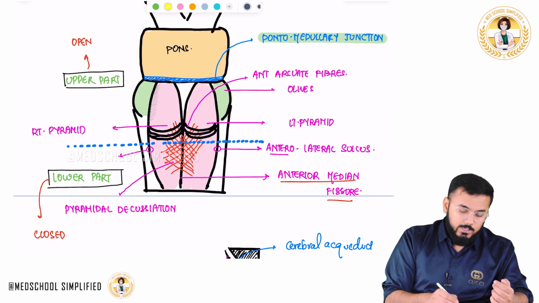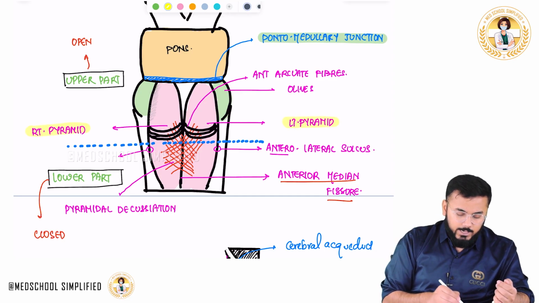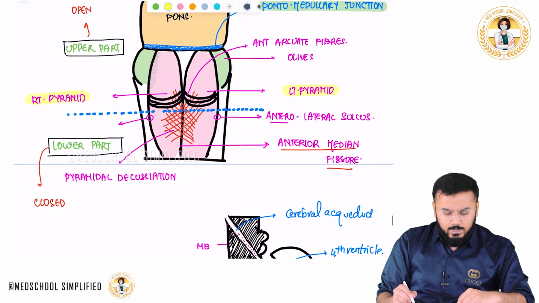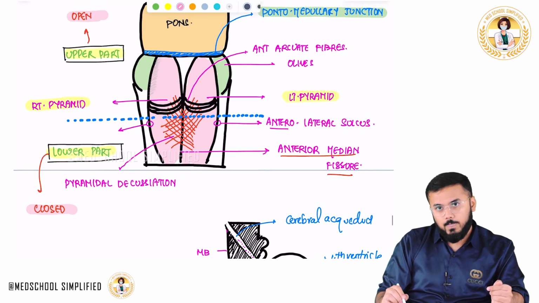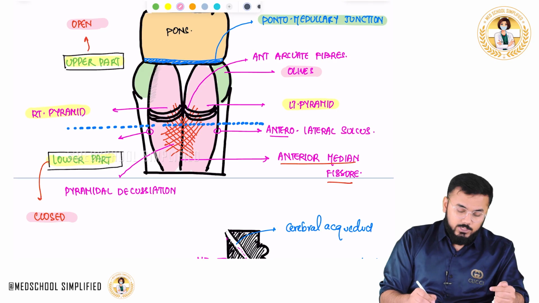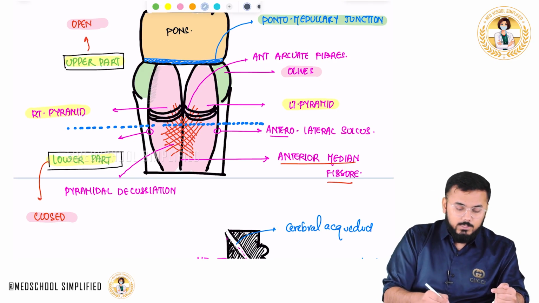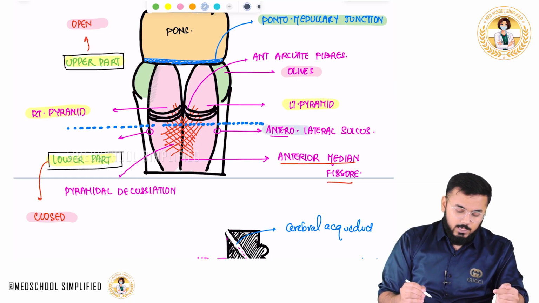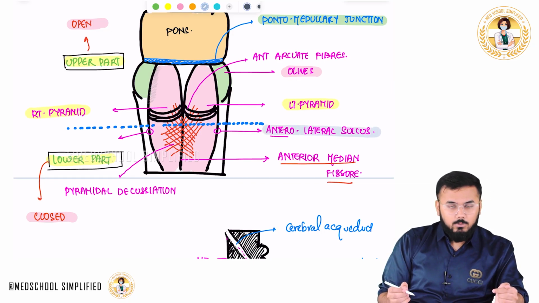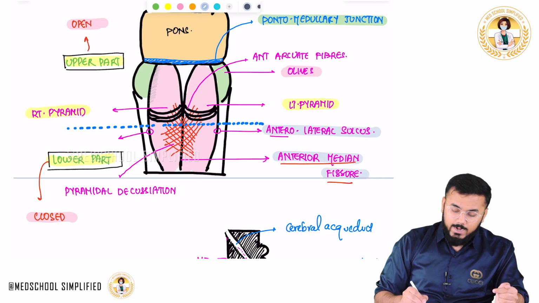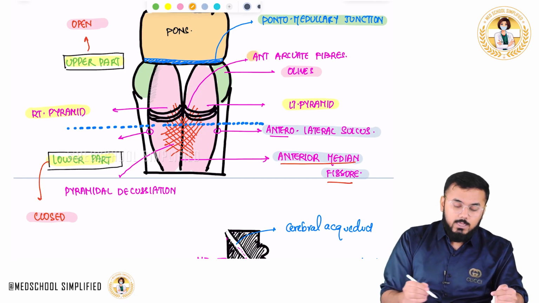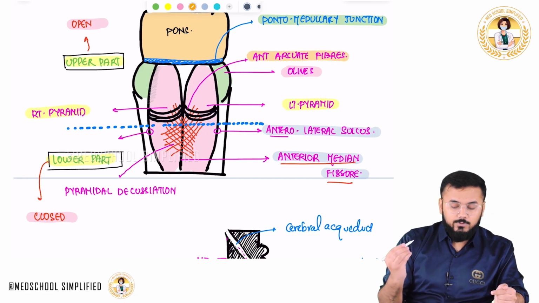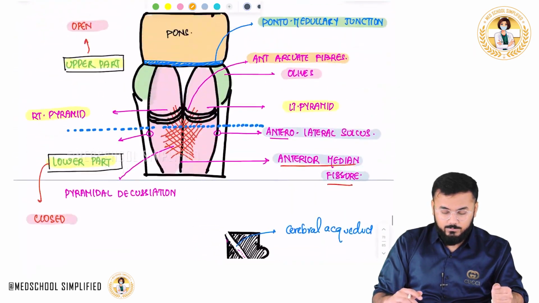The next important thing is these two structures: one is called the right pyramid, another one is called the left pyramid. Now if I divide imaginarily into two parts, we have the upper part and the lower part. The upper part is called open, the lower part is called closed, right? What are these structures over here? These are called olives. The second important thing is we have the anterolateral sulcus on both sides, but only one anterior median fissure. The anterolateral sulci are on both sides, the anterior median fissure is one. And the last important part is the arcuate fibers. These are called anterior arcuate fibers, right?